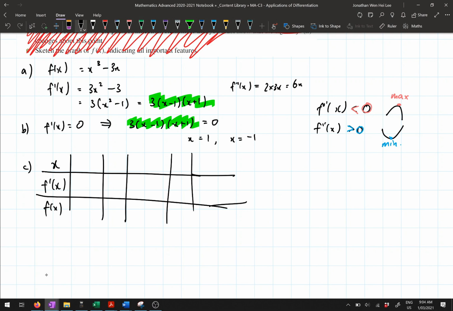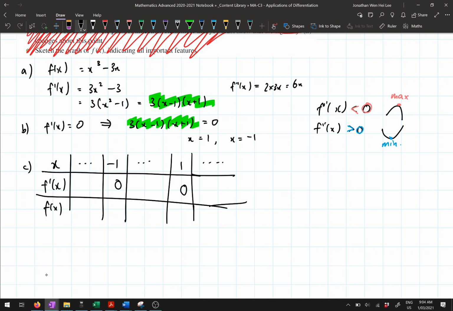What do I need to put in my table of values? 1 and negative 1. Put minus 1 here, 1, and what do I put in between? Dot, dot, dot. Those just represent the values in between. What do I know about the first derivative at those 2 points? It's equal to 0. Those are our stationary points. That's what we found. So from here, what are we trying to do?